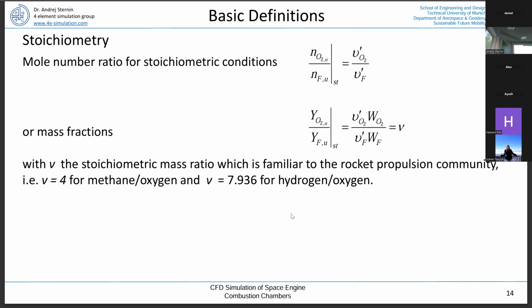This has consequences also in terms of chemokinetics. In aero engines, quite often you could claim that we consume all the fuel. That's not the case in a rocket engine. We consume, or we try to consume, all the oxidizer, but we still have underpropellant, we have unburned fuel, and this has to be considered.